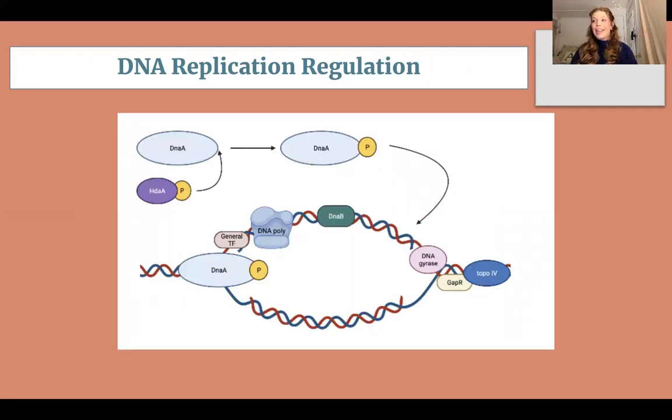DnaA is responsible for the initiation of DNA replication. Once it's phosphorylated, it's able to bind to the site of replication and open up the double helix in order to recruit the other DNA replication factors. This diagram helps to show a proposed model, including the recruitment of topo4.